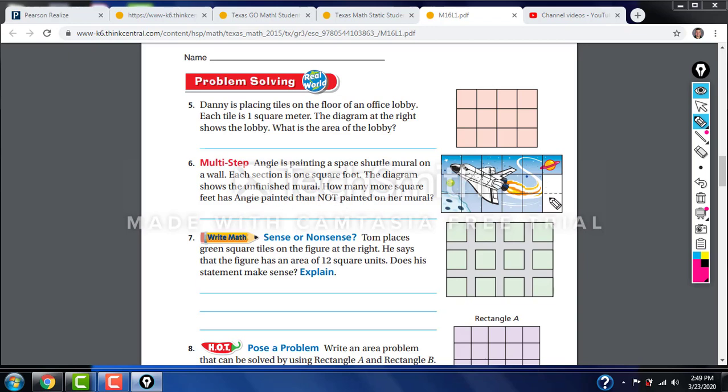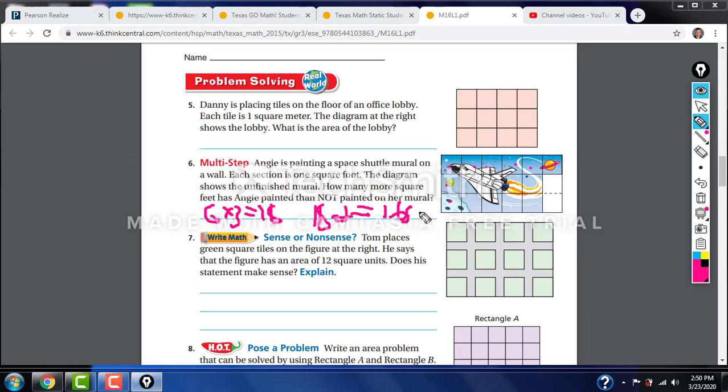So the only ones she didn't paint are these two. So let's get the area here. 1, 2, 3. This is the width. The length is 1, 2, 3, 4, 5, 6. So 6 times 3 gives us 18. That's one step. Now we have 2 that are not finished, so we have to do what? Subtract those 2. And your answer would be 16.